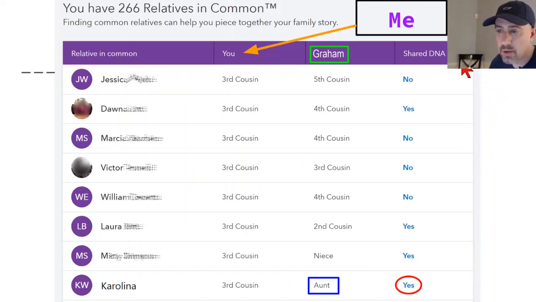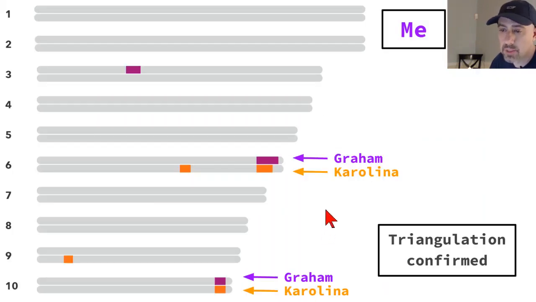Finally, we can go to the shared match list that I have for Graham, and Karolina is on the list of matches that we share. We both match Karolina. Karolina is Graham's aunt. There is a yes here to indicate that there's some triangulation going on. And if we click that yes, we're taken to the page that shows that Graham and Karolina triangulate with me on chromosome 6, and Graham and Karolina triangulate with my family on chromosome 10, or triangulate with me specifically on chromosome 10.